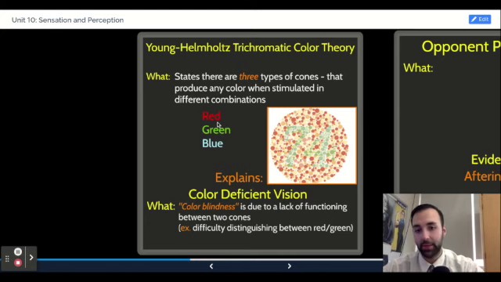One of the most common examples of color deficient vision is a difficulty differentiating between red and green. So an individual with color deficient vision would look at this visual and it would just be a smattering of one color the whole way through. There wouldn't be that clear differentiation between the green and the red.